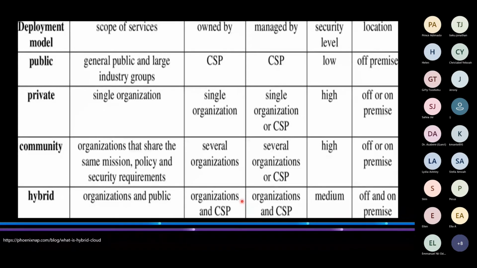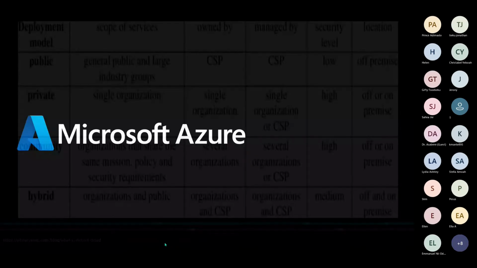Now the security level would be medium. This is because we are combining the public and private deployment models, so it will be medium, right? But you can also adjust it to your preference. The location, just as the community, will be off and then on premise, right? So I hope this has made us understand what we are talking about here. So let's move on to our next topic, Microsoft Azure.